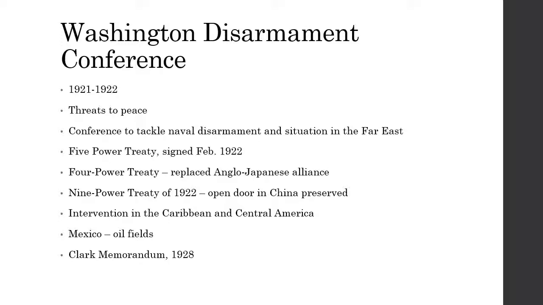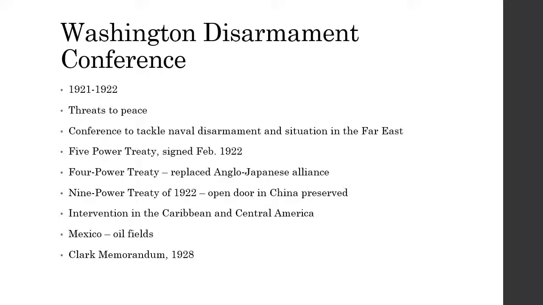Another major concern of the United States after World War I was protection of our trade in China. So again, conservative government, conservative politics were focused on trade. So the Nine-Power Treaty of 1922 basically preserves our previous open door policies that we had established prior to World War I, keeping trade open in China.